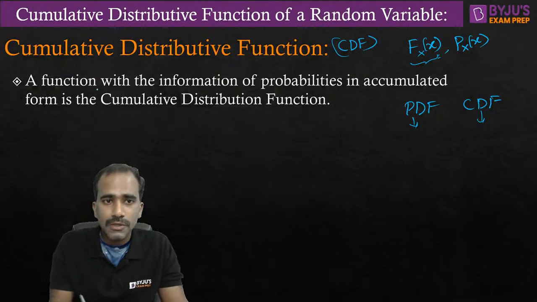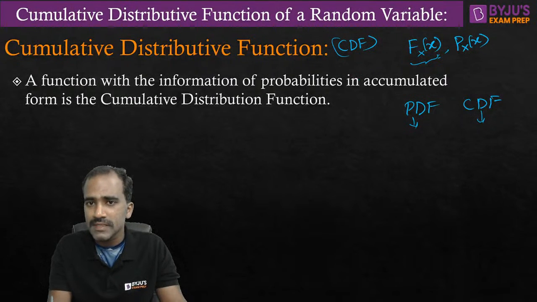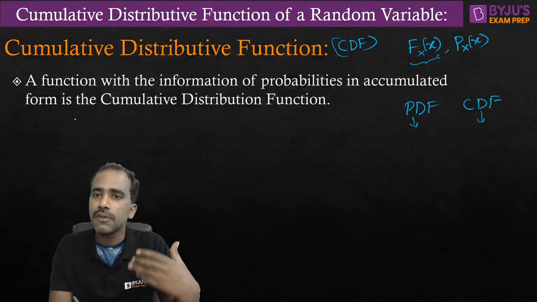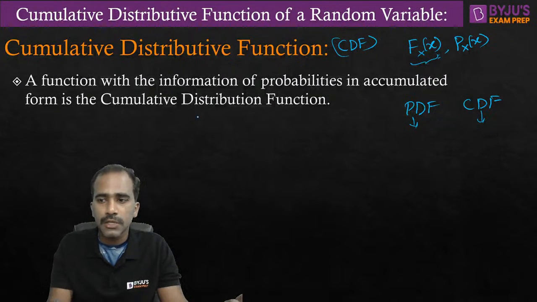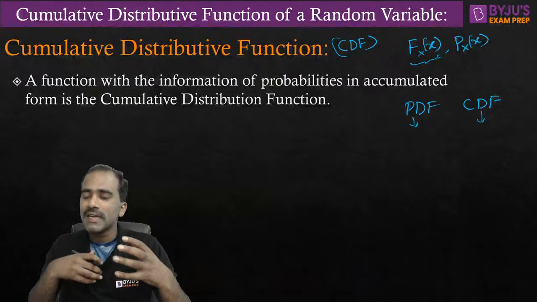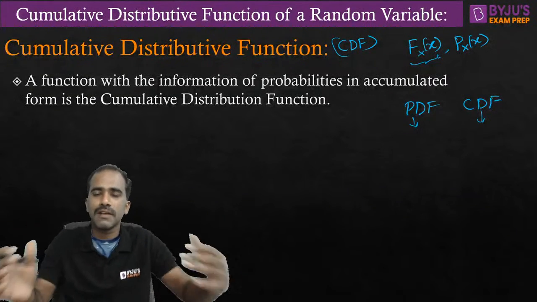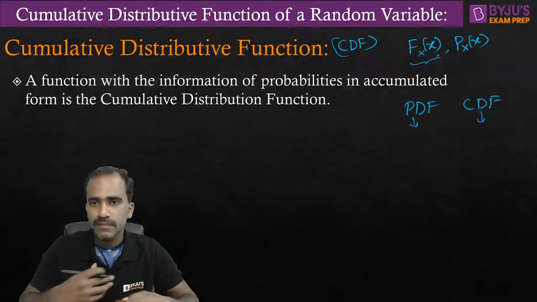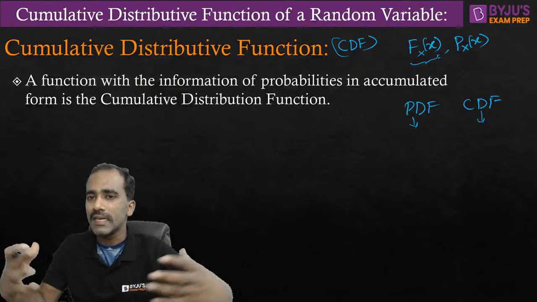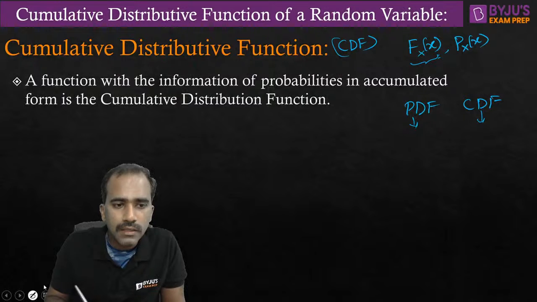So a CDF is a function with information of probability. PDF is also a function with information of probabilities, but in the CDF, the information of probabilities is in accumulated form. What is the meaning of accumulated form? I'll explain. Accumulated means some kind of added: I have taken a lot of stuff and accumulated it, which means I have added a lot of stuff. Accumulated means the meaning turns out to be addition. Let me explain in detail.